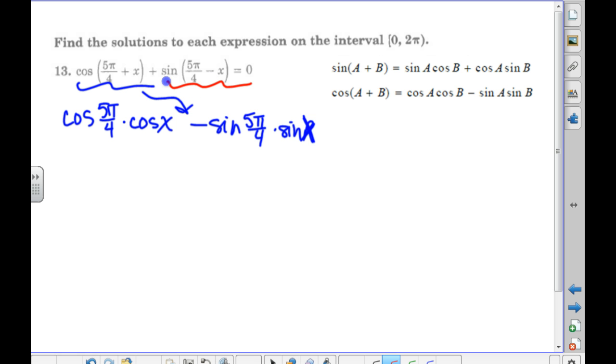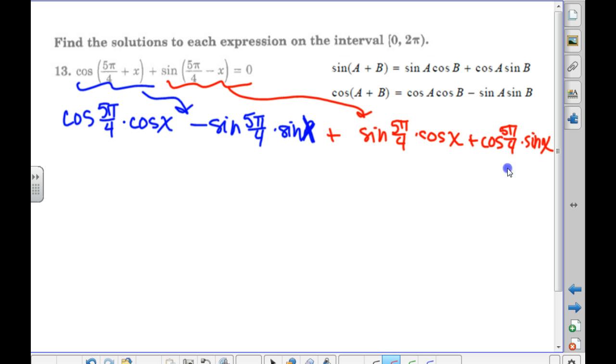Then we have plus this, which is the sine of A times the cosine of B plus the cosine of A times the sine of B. And it's supposed to equal 0, but I'm out of room. All right, so I'm going to do some substituting.